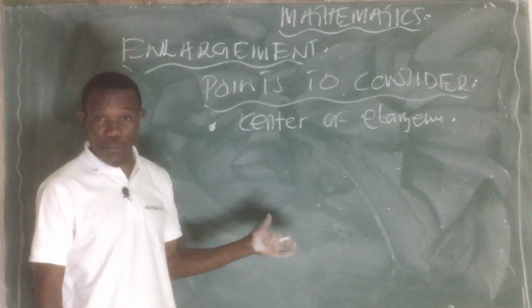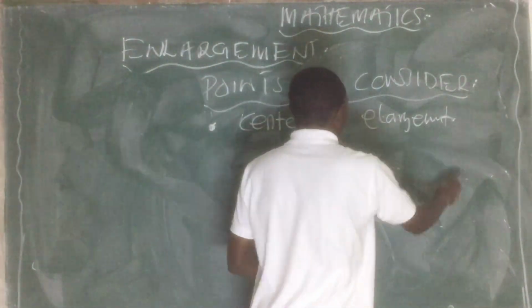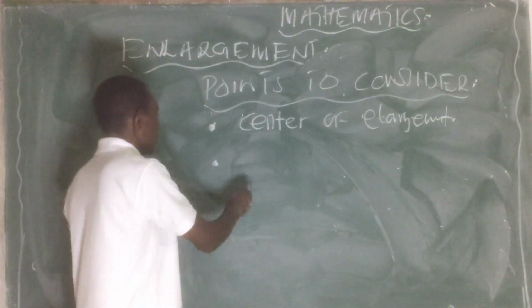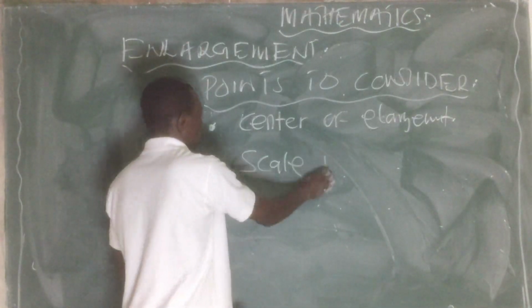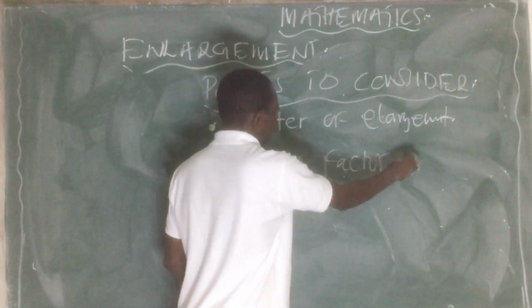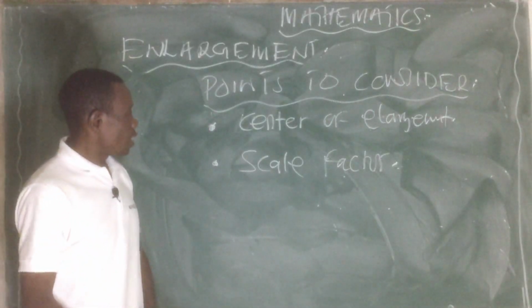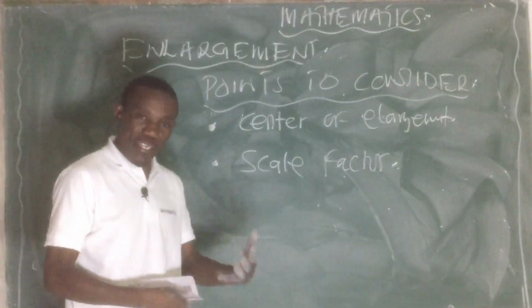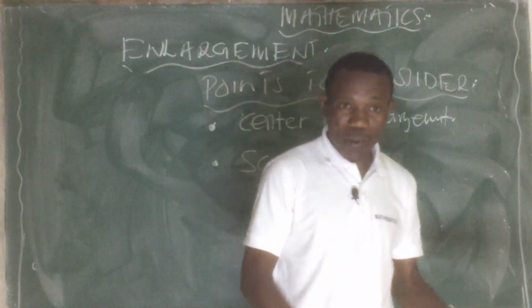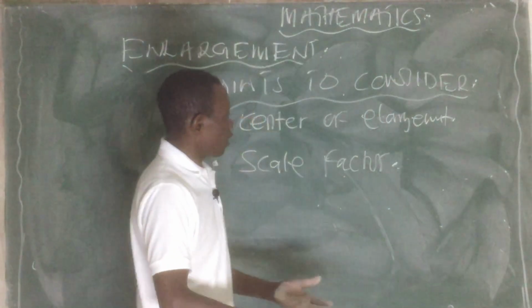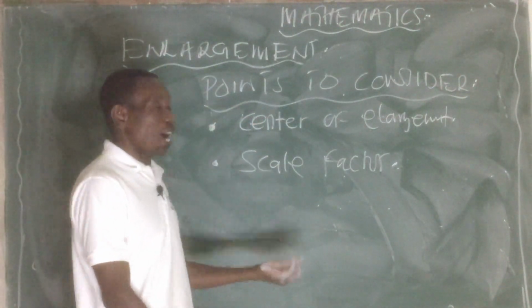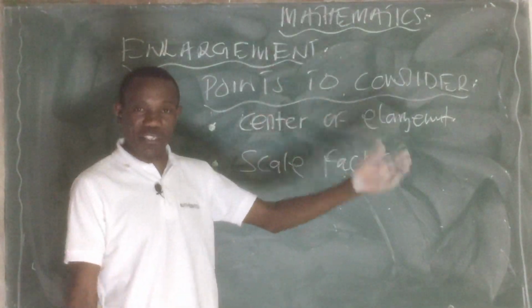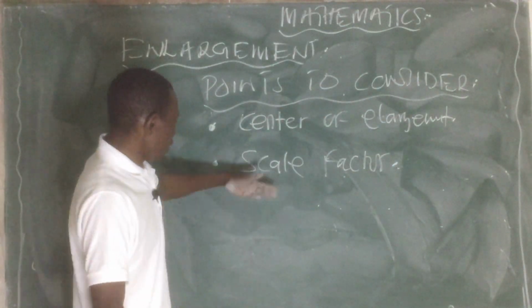So what is the center of enlargement? Secondly, you need also to know something about what we call the scale factor. A scale factor, very important. This one has to do with the size. By how much have you enlarged an object? Is it twice as much? 3 times as much? 5 times as much? Maybe half times as much if we're going to the reducing side. Increasing side, is it 3 times as much? That is what is defined as a scale factor.